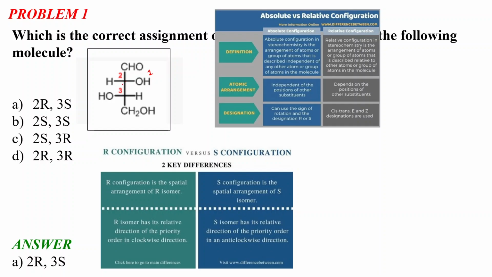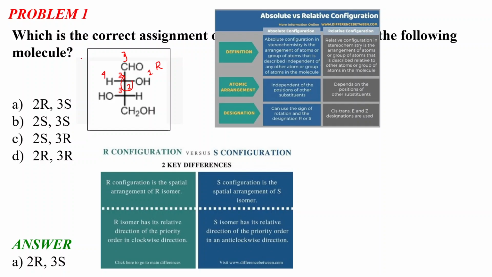Now the second priority. This carbon is attached with one hydroxyl group, one hydrogen, and one CH2OH group. And this carbon is attached with one hydrogen and one oxygen. So this carbon will be priority number 2 with respect to this carbon, and this group will be priority number 3. Hydrogen will always be priority number 4. As you can see, if you go from 1, 2 and then 3, this is a clockwise rotation. Since it is clockwise, it is your R configuration.